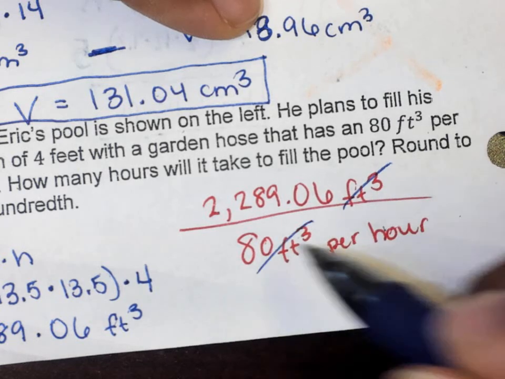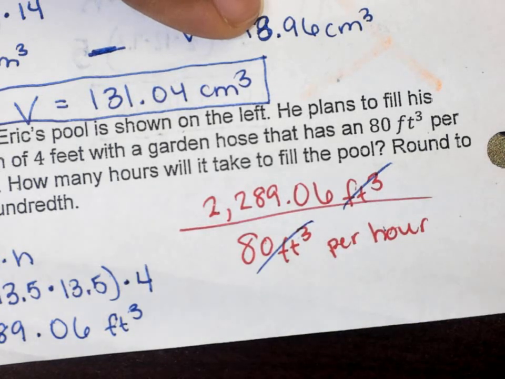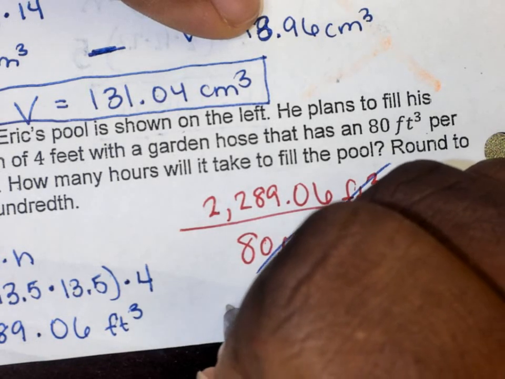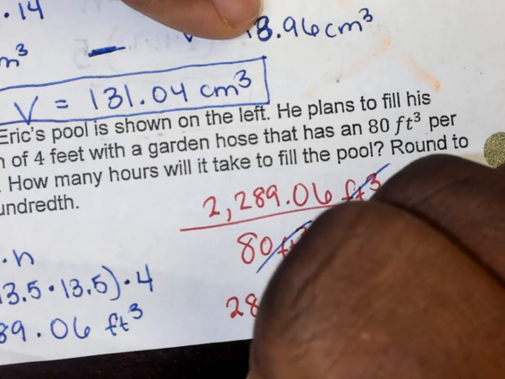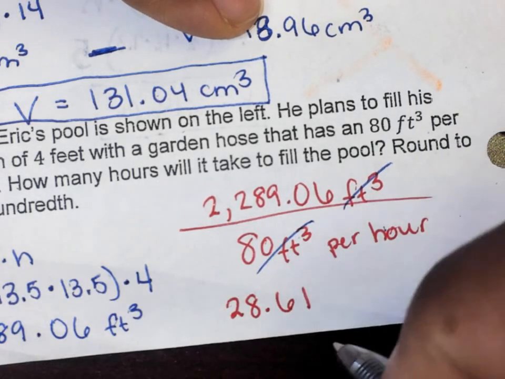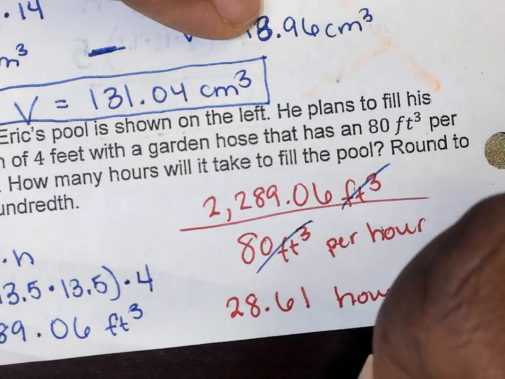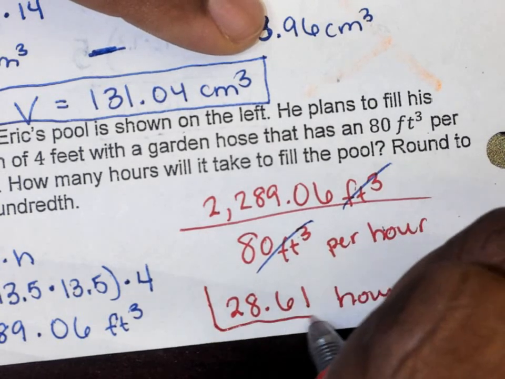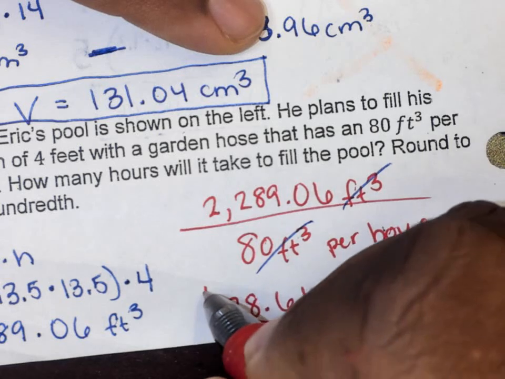The feet cubed are going to cancel. What number do I get? 28.61. Let's say round to the nearest hundredth. Hours. So about 28 and a little bit more than a half hours.